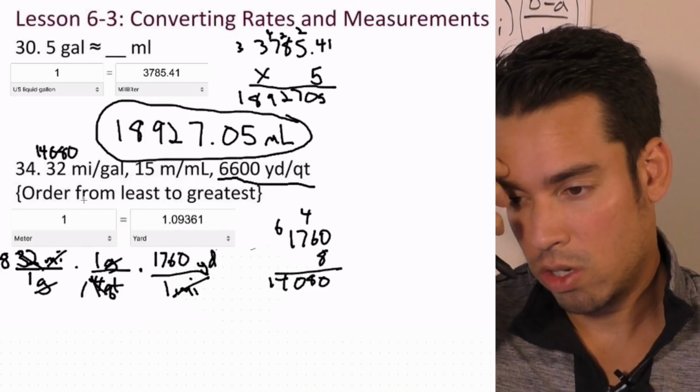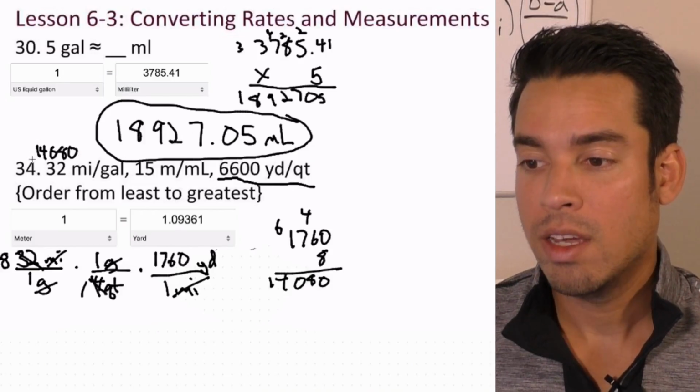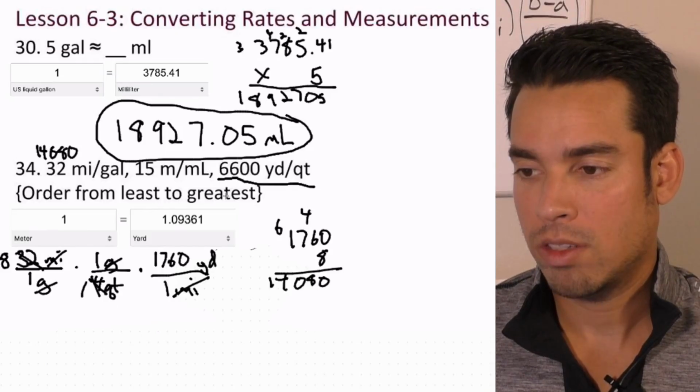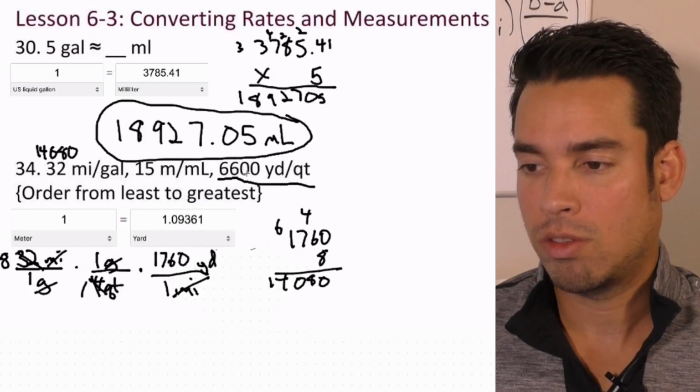14,080 yards per quart. Now we can compare right off the bat. This is way bigger, okay? So this guy would be less than this guy, okay? So far this is the least. Now we just gotta figure out what is 15 meters over milliliters.